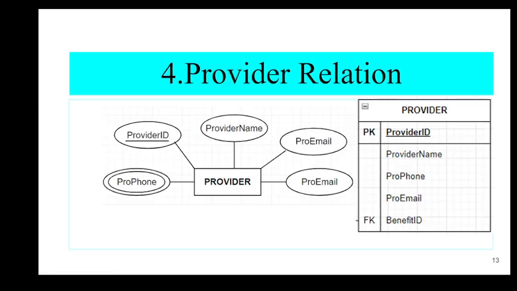Next we have provider relation. In this case, provider entity is mapped as a provider relation. The unique attribute provider ID, which in ER diagram was underlined, in this case is mapped as a primary key. Then we have the other attributes like provider name, provider email, and provider phone mapped as normal column names. So also we have a foreign key, which is the benefit ID.